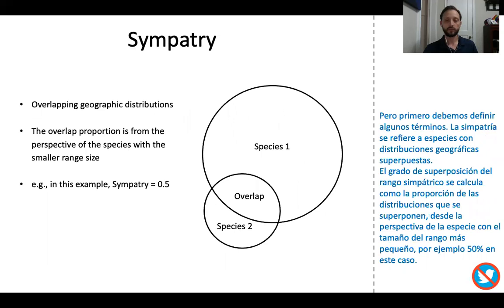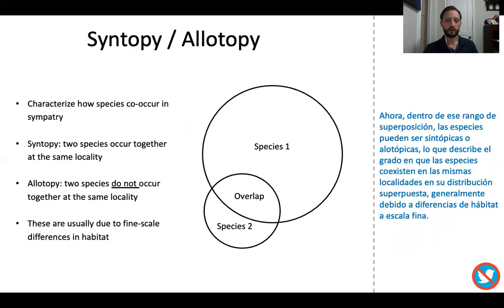First, we need to define a couple of terms. So sympatry refers to species with overlapping geographic distributions. And the degree of sympatric range overlap is calculated as the proportion of the distributions that are overlapping from the perspective of the species with a smaller range size, so 50% in this example. Now, within that area of range overlap, species can be either syntopic or allotopic, which describes the degree to which species co-occur at the same localities in their overlapping distribution. This is usually due to fine scale differences in habitat.